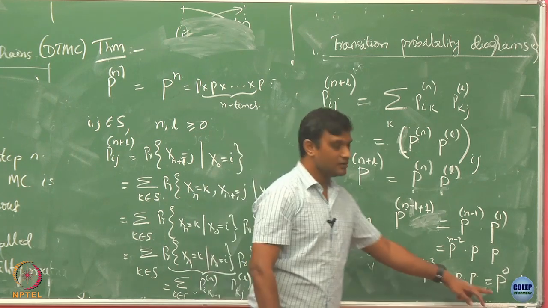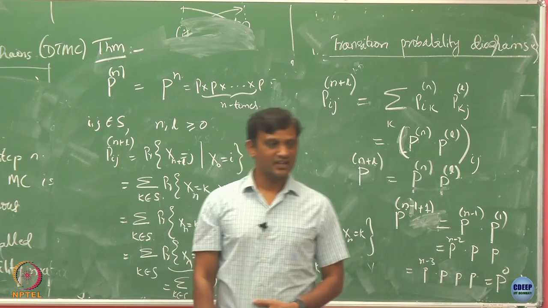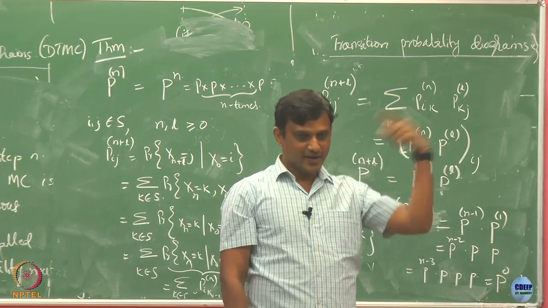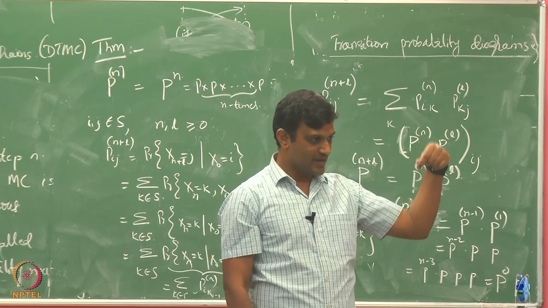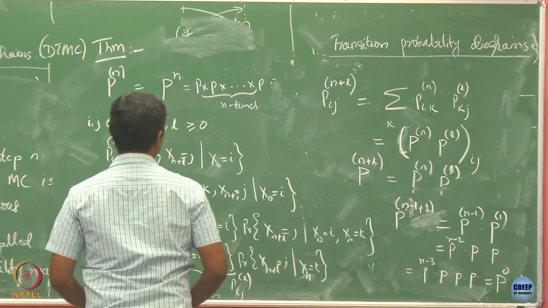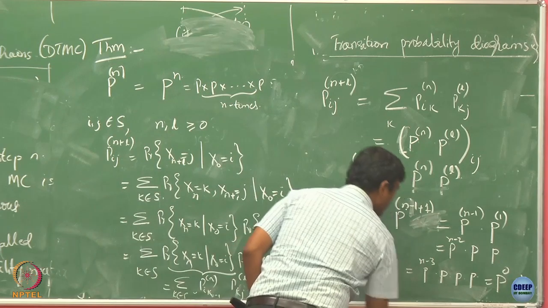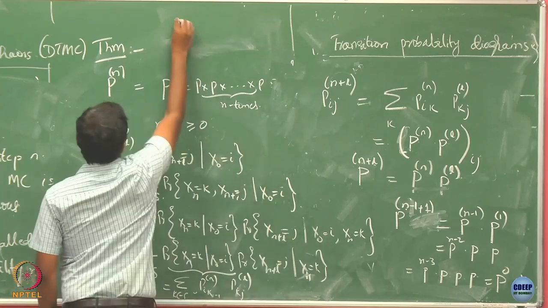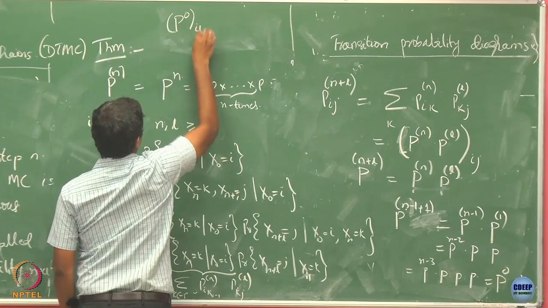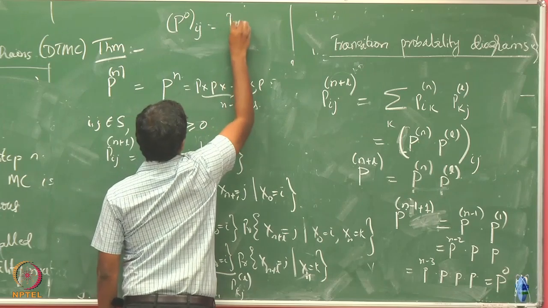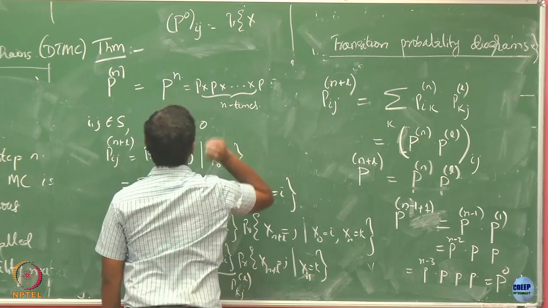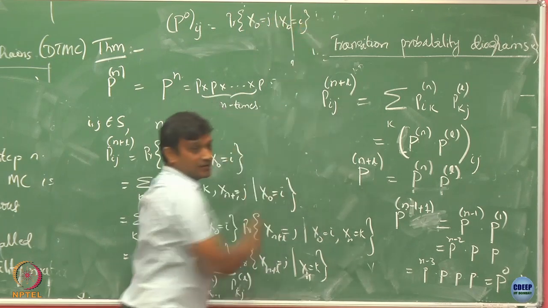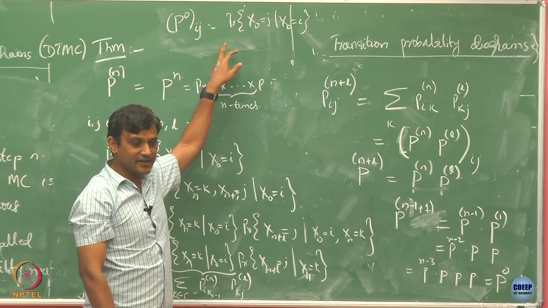So what is P of 0? You start from a state and you remain in that state. Let me define what is P of 0. If you take the ijth element, this is going to be the probability that X0 is equal to j given X0 equals i. Right, that is the meaning of P of 0.